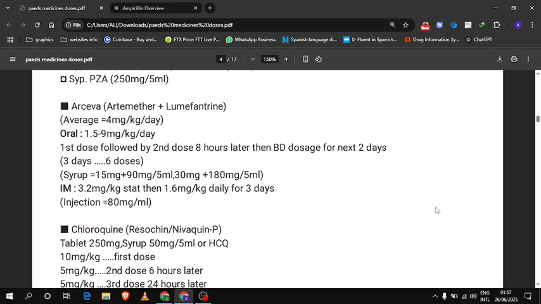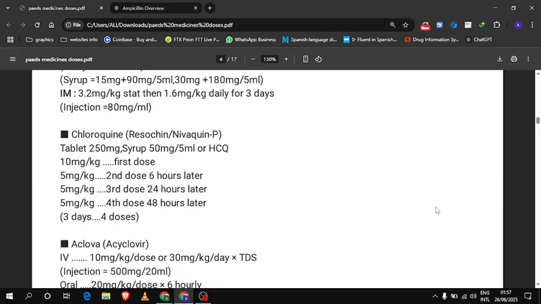The syrup formulations are 50 mg plus 90 mg by 5 ml. Again you can double it, 30 mg plus 180 mg by 5 ml. The injection is given IM 3.2 mg per kg stat, then 1.6 mg per kg daily for 3 days. Injection strength is 80 mg per ml. Next is chloroquine. It is again an anti-malarial.